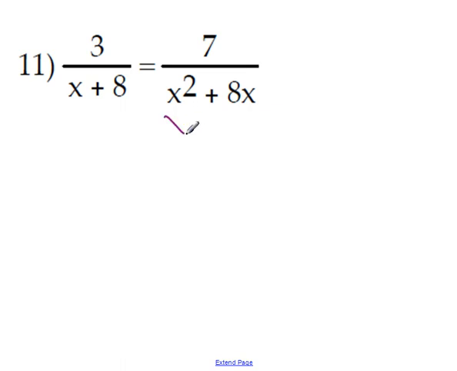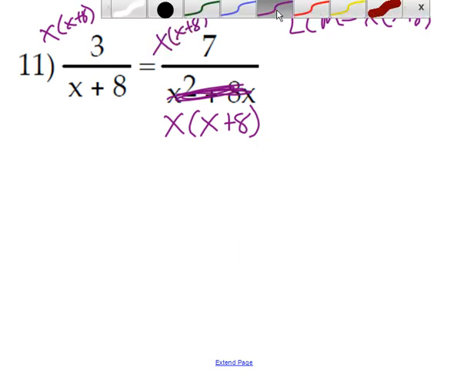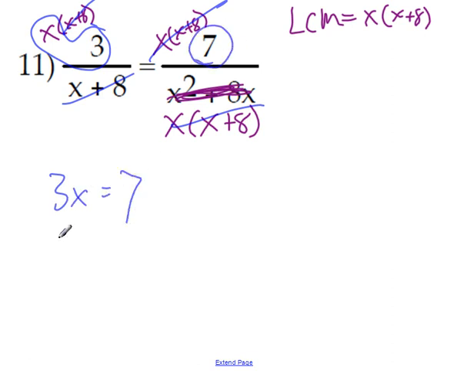Alright, here. That's an x times x plus 8. So that's gone. Our LCM then is going to be x times x plus 8, because we've got an x here and they both have x plus 8. So when we do that, x times x plus 8 and x times x plus 8, what's canceling? Mostly everything. That's gone, that's gone, this whole thing's gone. So really what we're left with here is 3x equals 7, divided by 3, and yes, it is that easy.